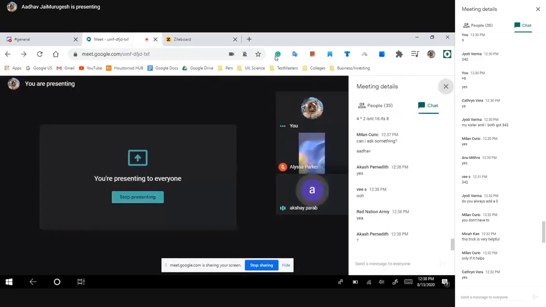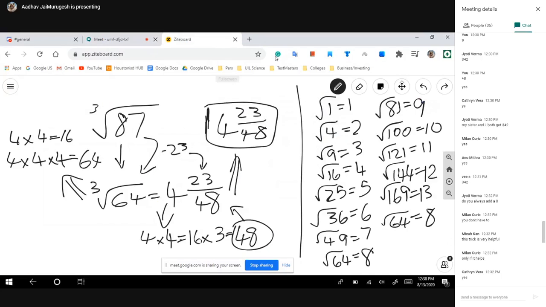So when you're doing that to find the denominator, do you square the 4 times 4? So do you square it? Yes, you square the whole number answer of this question.